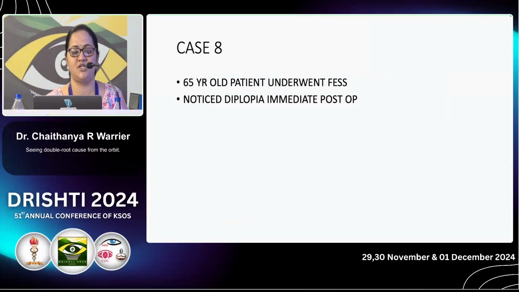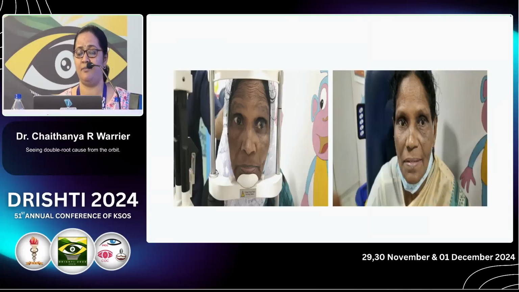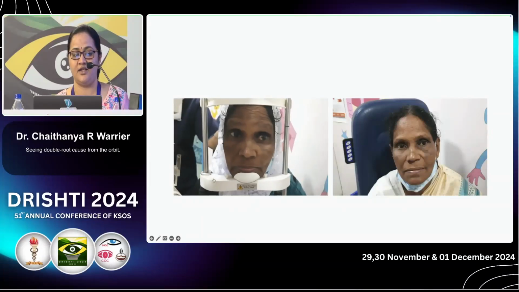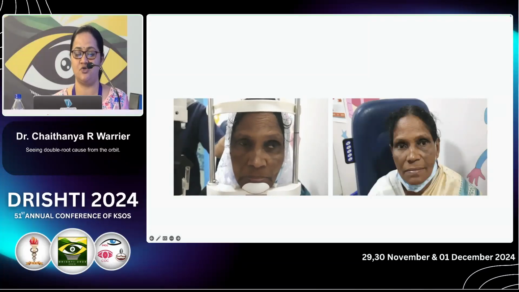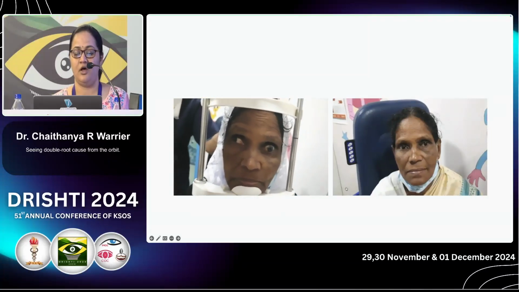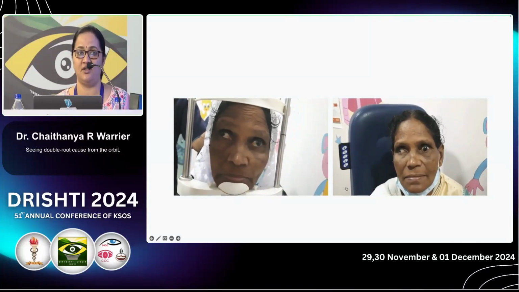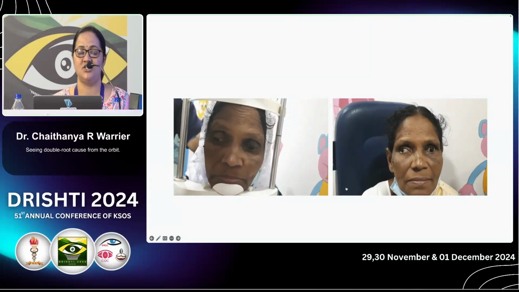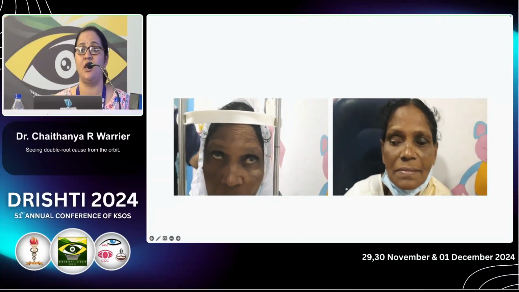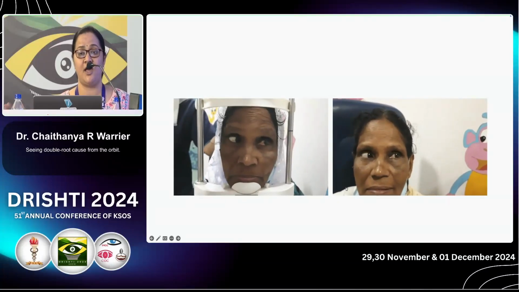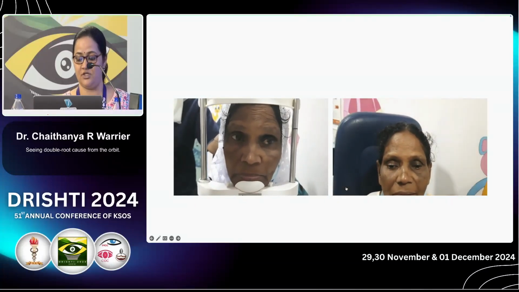A 64-year-old patient who underwent FESS noticed diplopia immediately post-op. This is a 1.5 month picture, and this is 3 months post-op. In both pictures there is exotropia, and it revealed a limitation of adduction, gross exotropia. It's because the medial rectus muscle was damaged during the FESS surgery, and she was a little free of diplopia because that eye's vision was 6/18 because of pseudophakia and PCO. So she was not willing for further management.